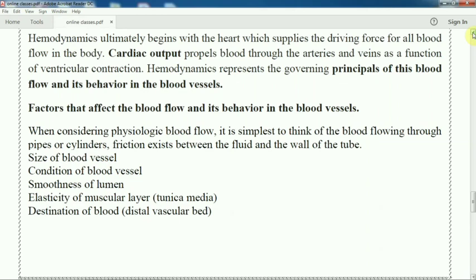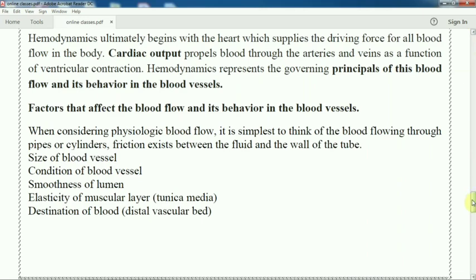And there are different factors involved between the fluid and the wall of the tube, like the size of the blood vessel, condition of the blood vessel, smoothness of the lumen, elasticity of the muscular layer, and distension of the blood vessel.